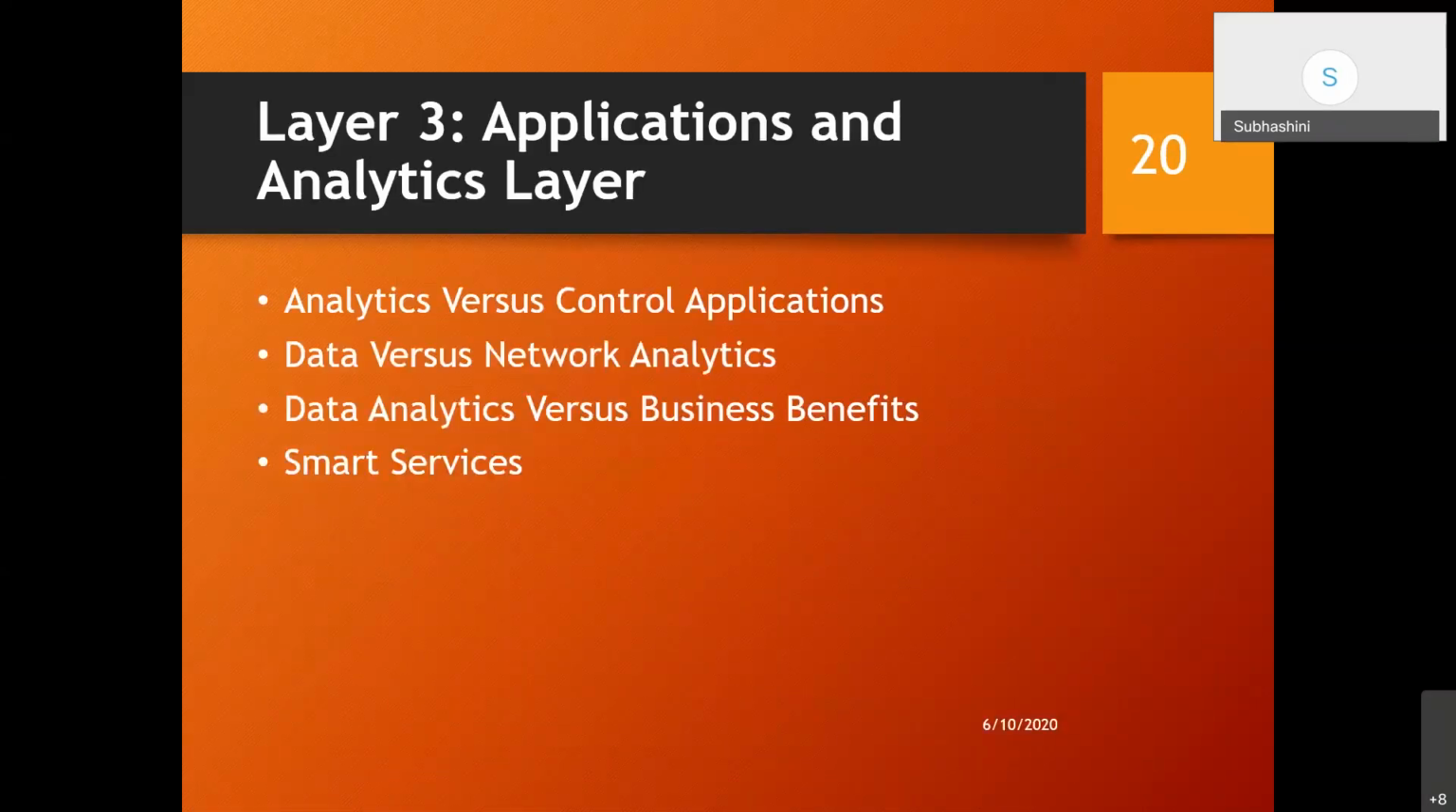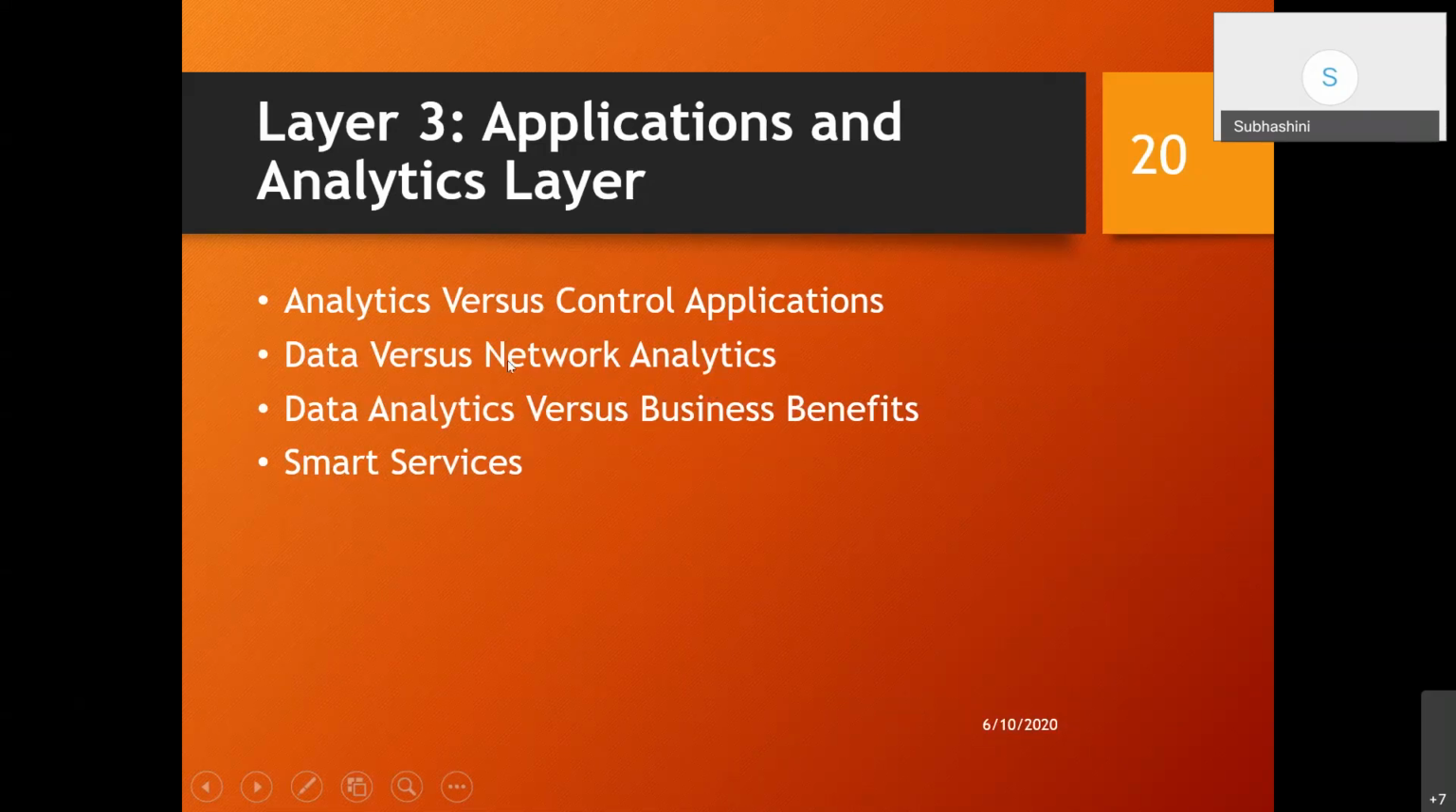Now coming to application layer, here you should know the difference between these terminologies. What are they? Analytics and control applications. Analytics applications are different. Control applications are different. Control applications look at their functionality, whereas analytics applications look at how to handle data, how to perform computations over data. That's where the concentration is in analytics. Control is different from analytics. These differences you have to know. And what is the difference between data analytics and network analytics? These two differences you will have to know.